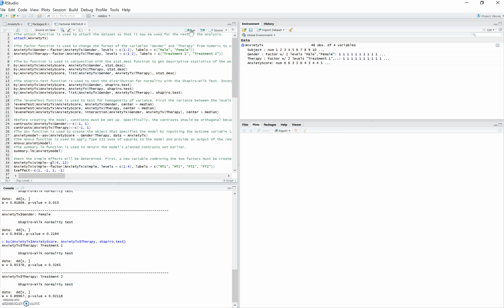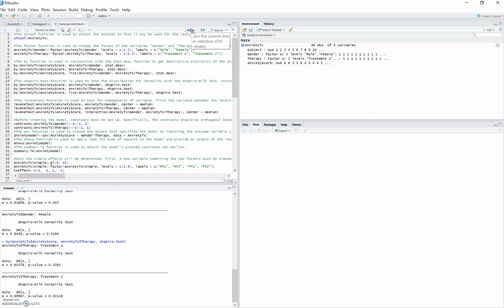When we do this by type of therapy, however, the treatment 2 distribution does come out to be significantly different. So the p-value there is less than 0.05, which means that that distribution for treatment 2 does differ significantly from the normal distribution, which is a problem for running this test.